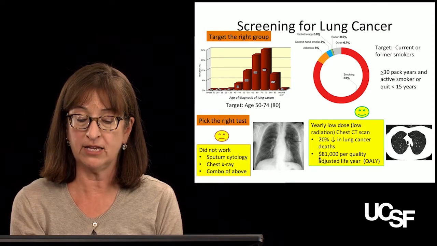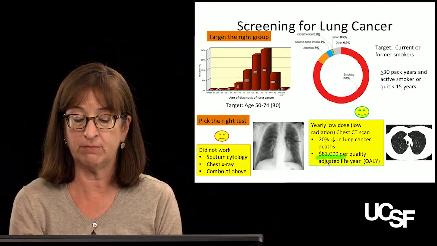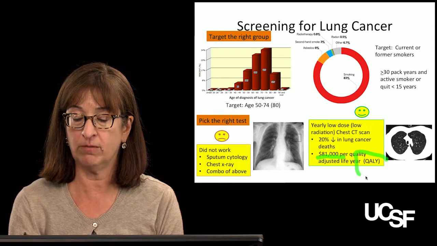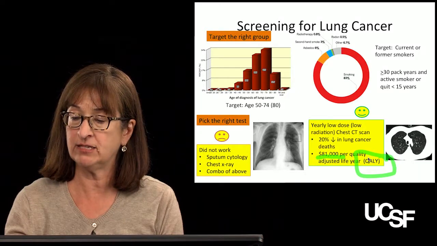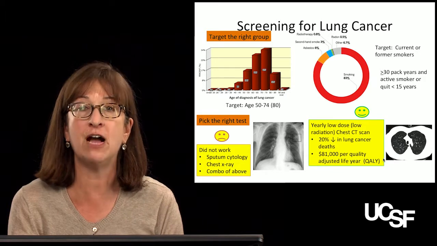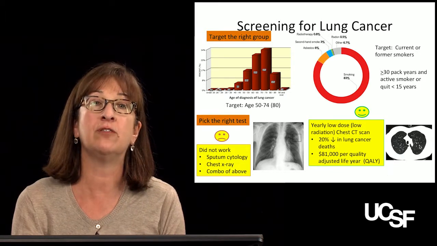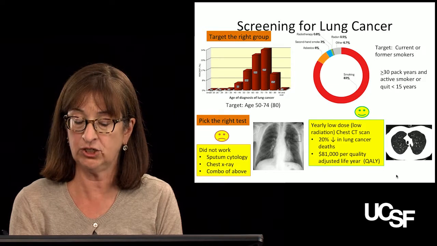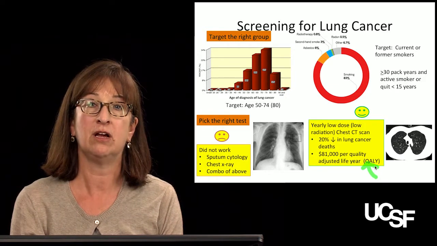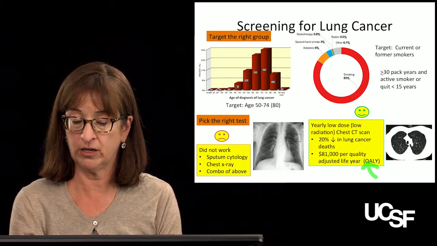We think that the cost of this is about $81,000 per quality adjusted life year. So you'll see this term a lot. So it doesn't make sense, particularly, to find a lung cancer, even an early one, in a 95-year-old. They will have a lot of other debilitating medical conditions because their quality of life is not going to improve much by getting surgery for a small little nodule.